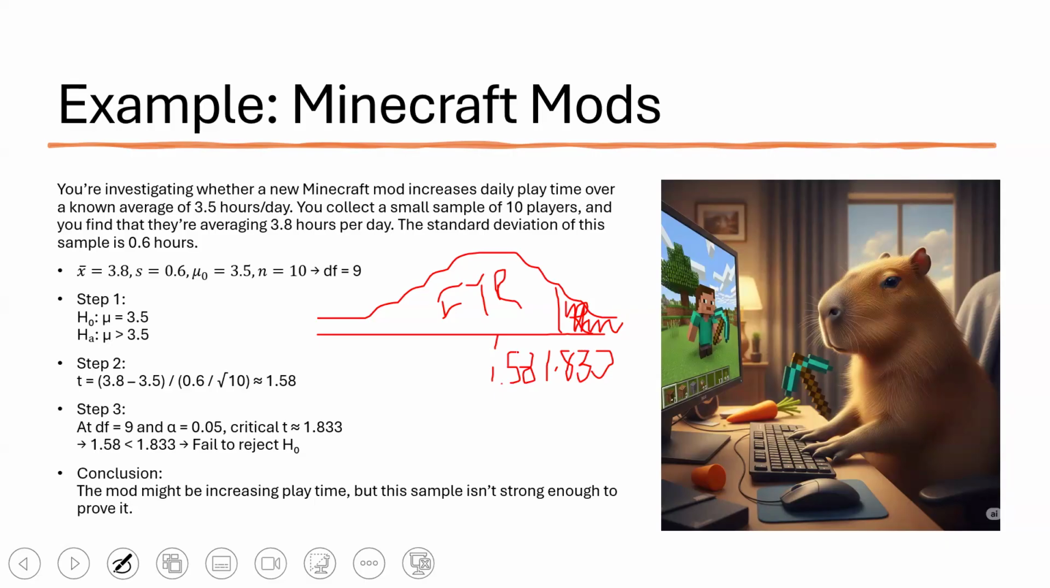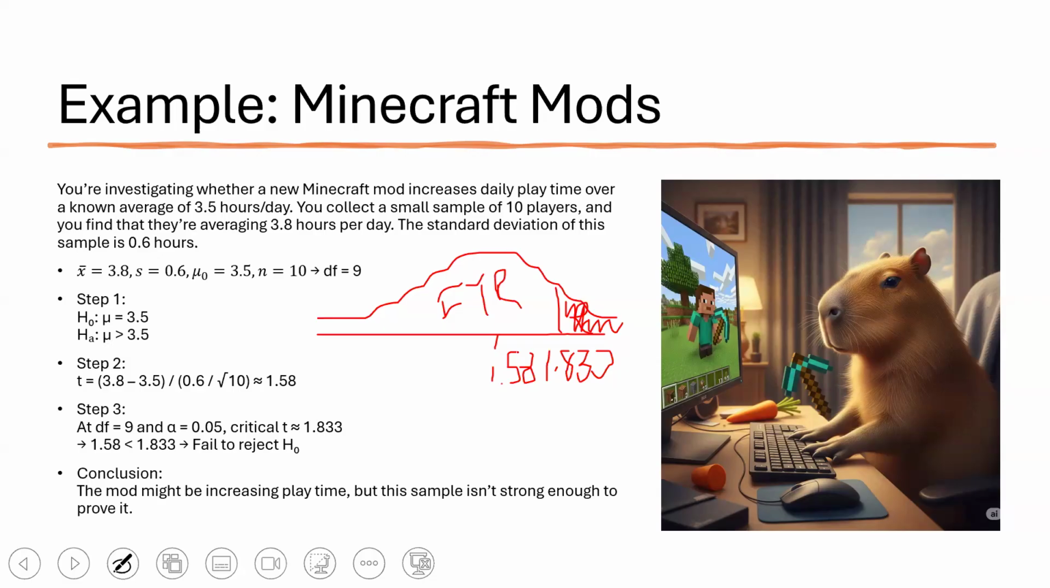All right, now our conclusion. Even though our sample mean is higher, the difference isn't large enough to be statistically significant. It could just be due to random variation. So while the mod might be increasing playtime, we don't have strong enough evidence from this small sample to confidently say it does. Think of it like this.